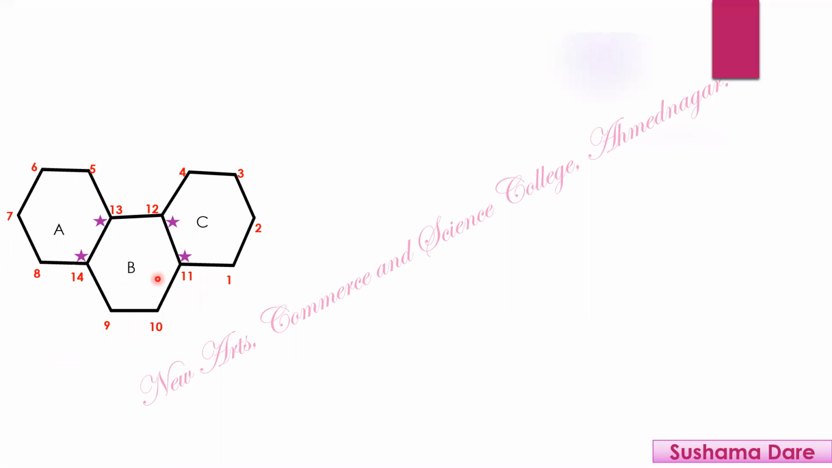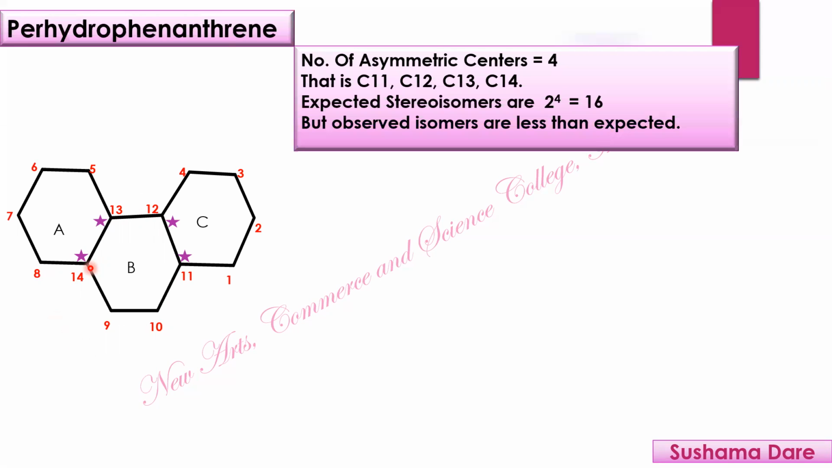The numbering in this system is given from this carbon 1, 2, 3, 4, 5, 6, 7, 8, and then 9, 10, and the fused carbons are numbered at the end 11, 12, 13, 14. The star indicates that carbons 13, 14, and 12, 11 are the asymmetric carbons or the chiral carbons. So there are a total of 4 asymmetric centers: C11, C12, C13, and C14.